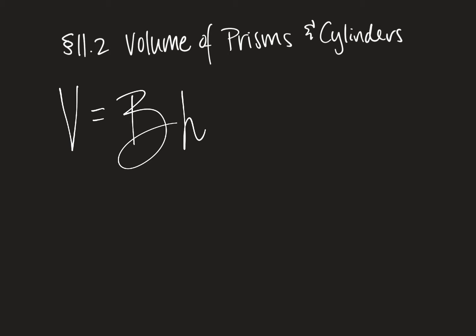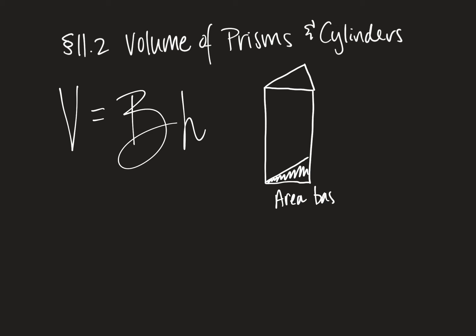So if I am a triangular prism, let's see how awesome my triangular prisms are going to be. All right, so if that's my triangular prism, then I would find the area of the base, this being the base. Since this is a triangle, I'm going to use 1/2 base times height, or one of my other fancy formulas that we've talked about, and then I'm going to multiply it by the height.